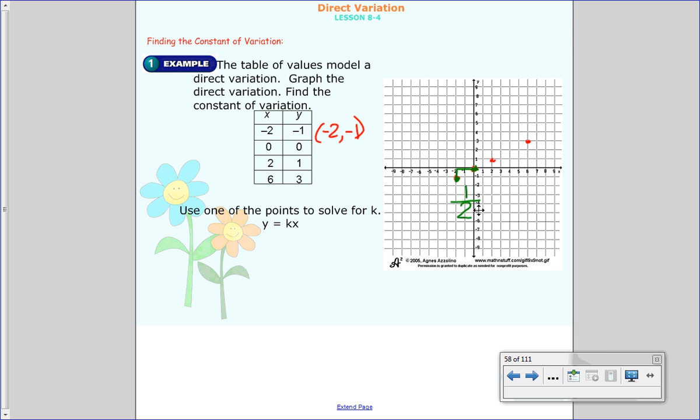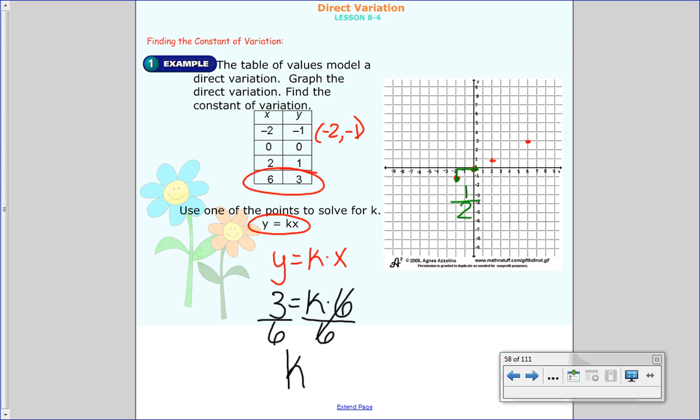Another way to do it, and they show it in tonight's lesson, is to use this idea of y equals k times x, and choose any of these points other than 0, 0. So I'm going to choose 6, 3. You can put those numbers in here. For y, I put in 3. For x, I put in 6. So now I have 3 is equal to k times 6. To get k by itself, because we want to find the constant, or the k, you divide by 6, and you have k is equal to 3/6, or 1/2. So our constant of variation here is 1/2.